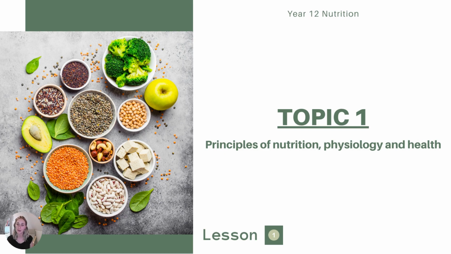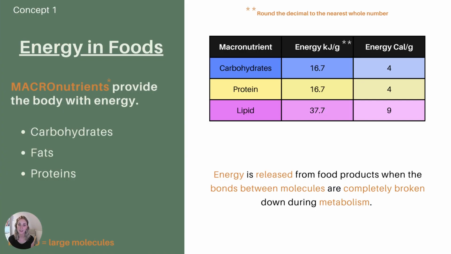Welcome to Lesson 1 of Topic 1, Principles of Nutrition, Physiology and Health. In today's lesson, we're going to be looking at the energy in foods. Specifically, we're going to be looking at the macronutrient distribution range, the energy composition of macronutrients, and also the acceptable macronutrient distribution range. So let's start by looking at the energy in foods.